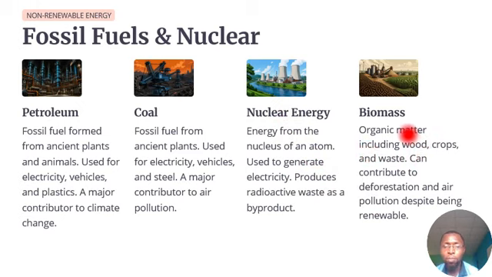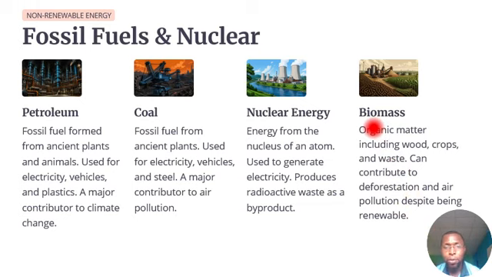Biomass is organic matter that we get from wood, crops, and waste. These organic matters are also used to generate electricity. But the disadvantage of this, for example, is that when you go to the forest to cut wood, you are reducing the trees in the forest. As a result of that, it might lead to air pollution, because the tree has a way of cleaning the air for us to breathe well.